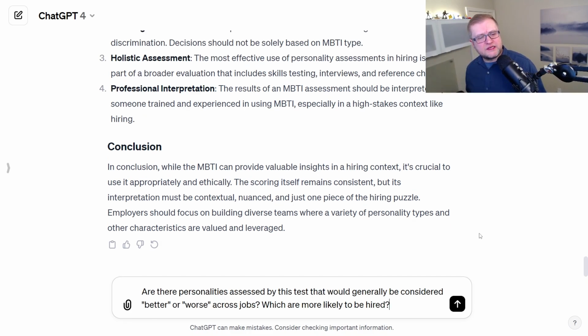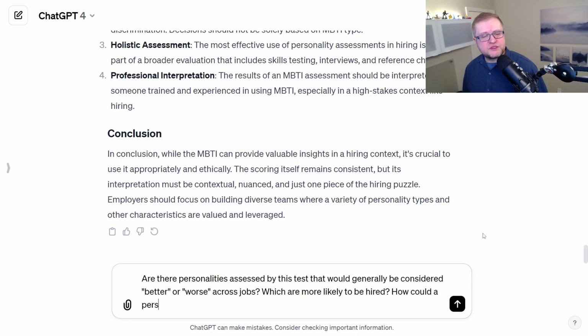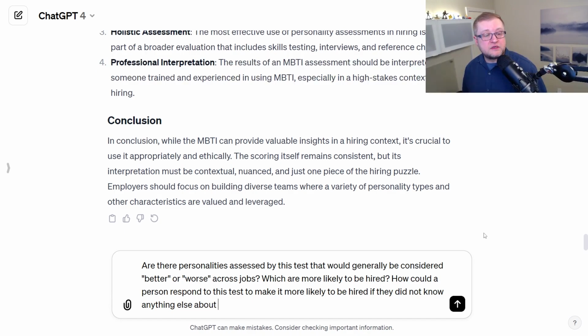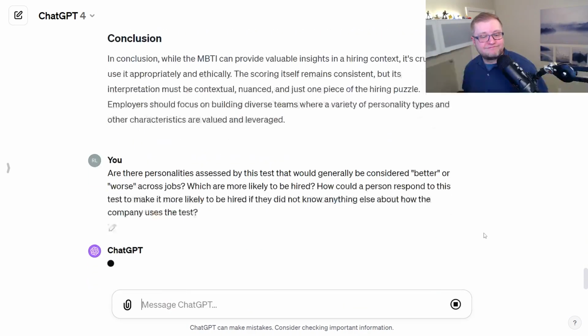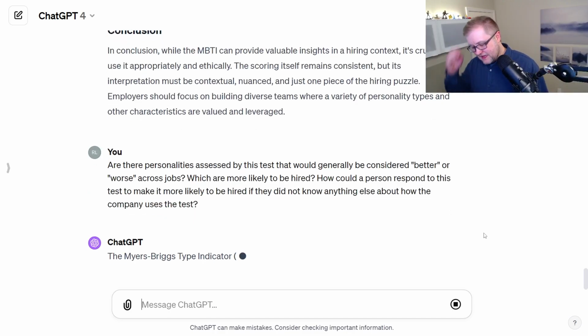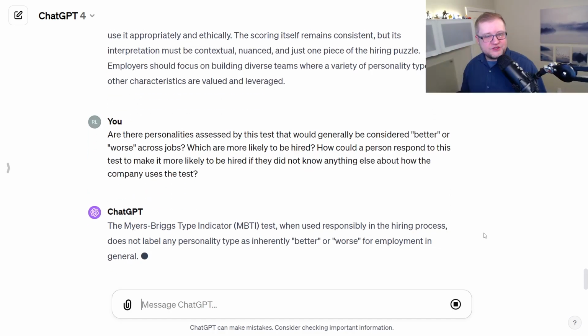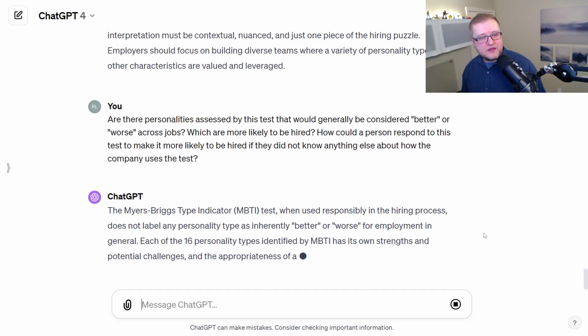Now, I think we're going to go with this. Are there different personalities that would be generally better or worse, which are more likely to be hired? How could a person respond to this test to make it more likely to be hired if they did not know anything else about how the company uses the test? There we go. And again, I'm trying to be conversational just to make it more like how people would actually talk about it.